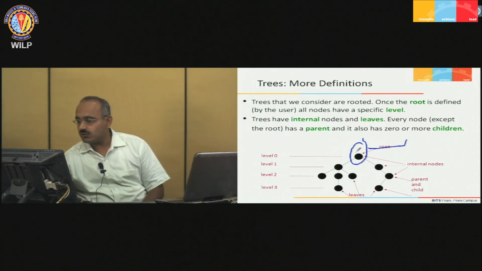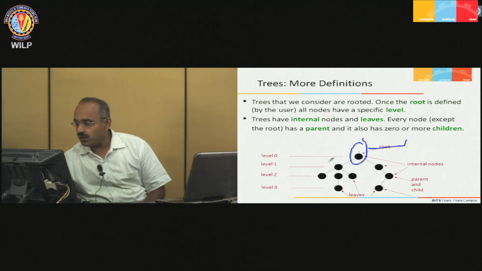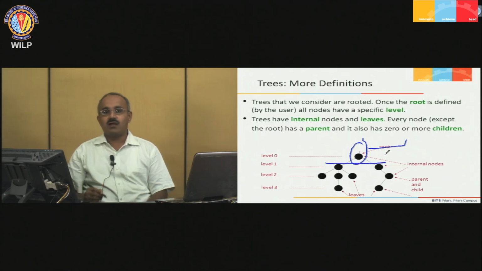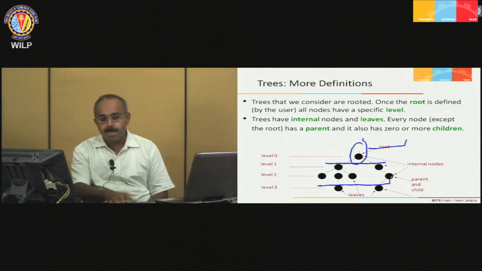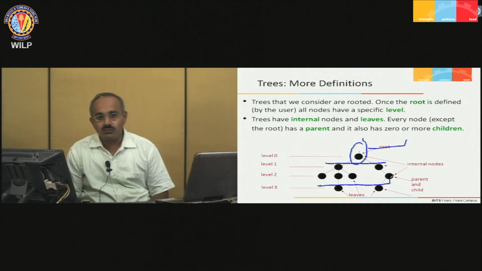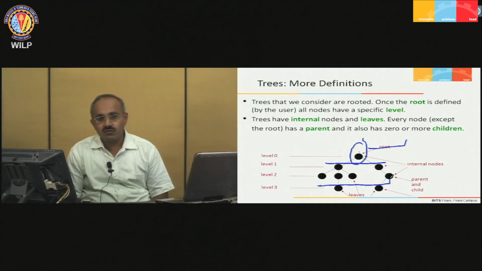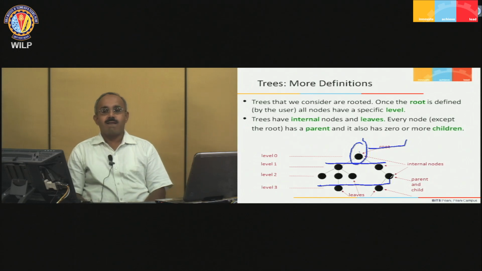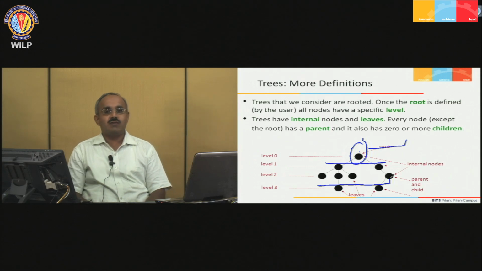So if you look at this, this root has level 0, then all nodes at this level are at level 1 and so forth, and if I look at these, they are at level 3. So once we identify a root of a tree, we can associate levels to every node of a tree. The root will have level 0, the nodes which are connected directly by an edge to a root will have level 1 and so forth.